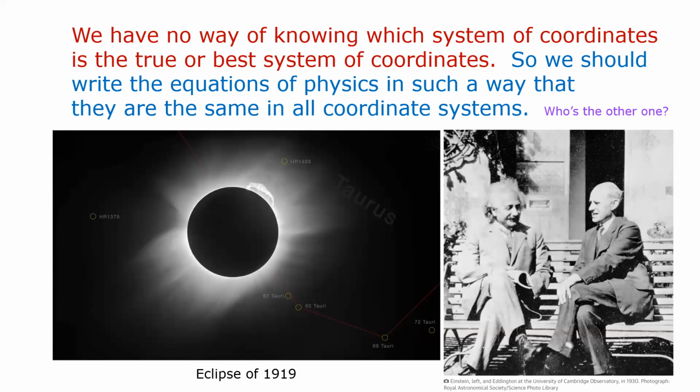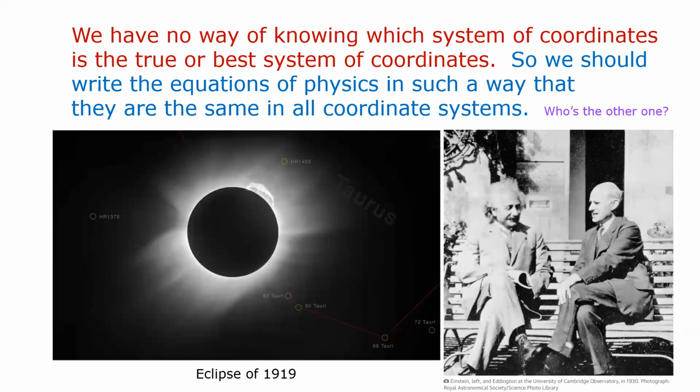Now, I think this is my memory of an Eddington quote, but I'm not sure of that. We have no way of knowing which system of coordinates is the true or best system of coordinates. So we should write the equations of physics in such a way that they are the same in all coordinate systems. And that is one of the concepts that led Einstein to general relativity, first to special and then to general relativity.